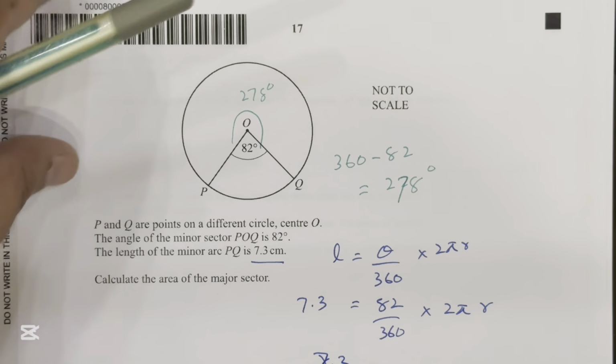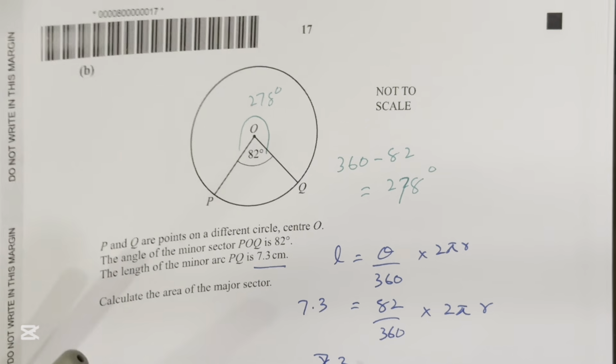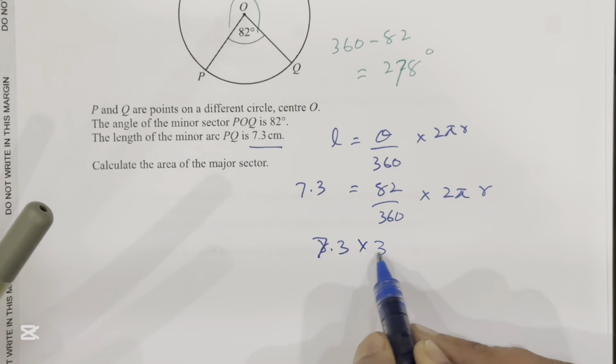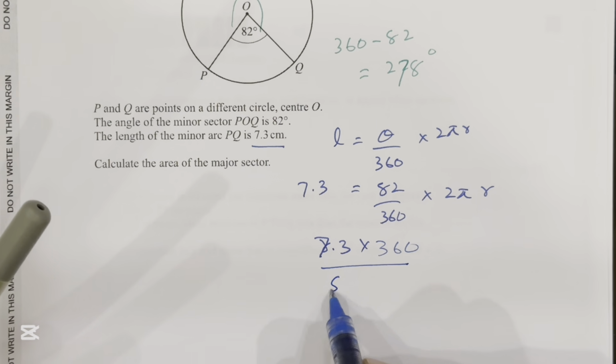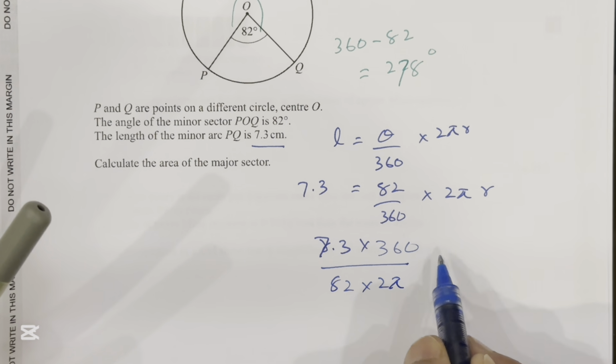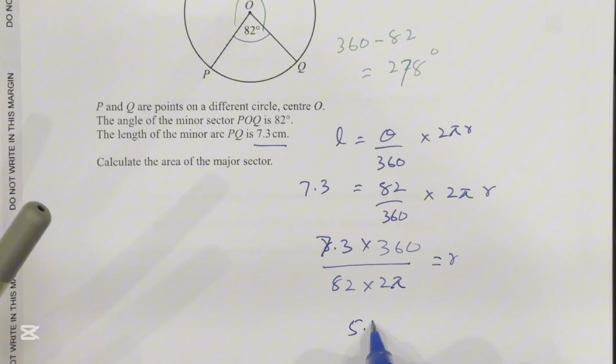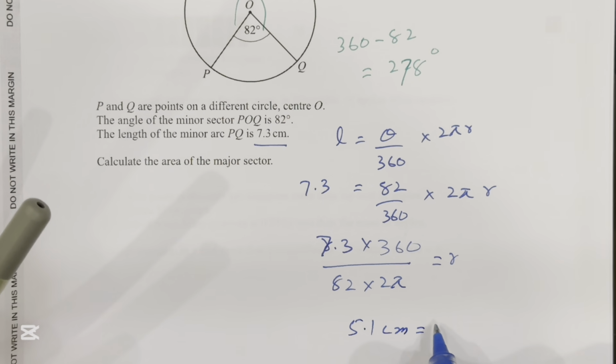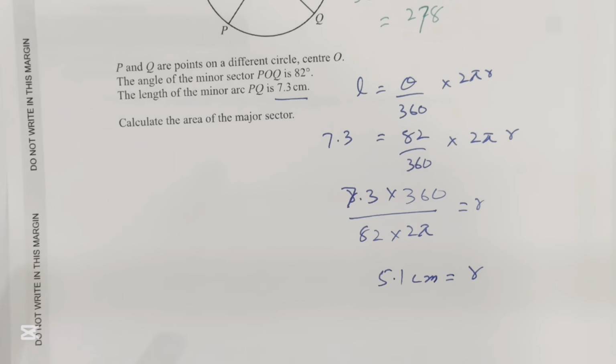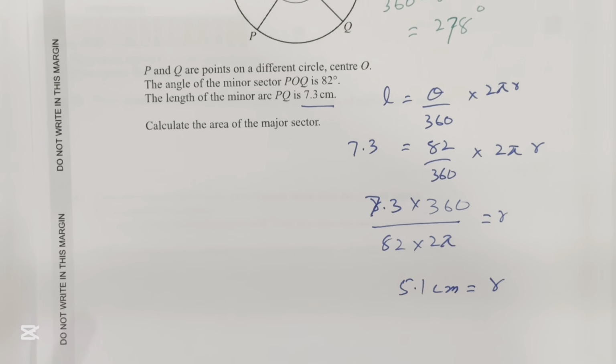7.3 multiplied by 360 divided by 82 multiplied by 2 pi, you get the value of r that is equal to 5.1 centimeter. Okay, now you need to calculate the area of the major sector.